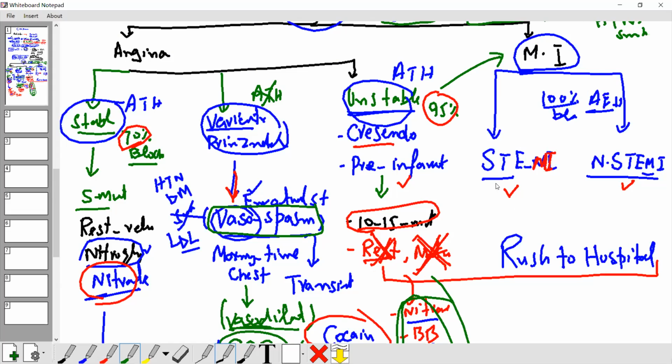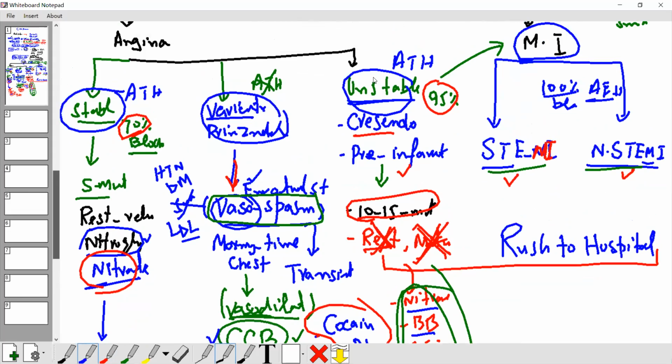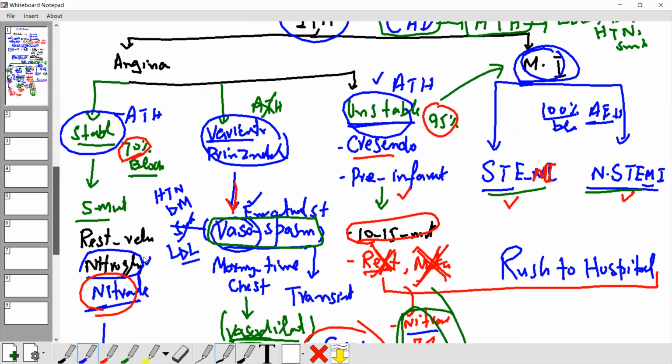Now in MI there are two categories, STEMI and non-STEMI. What do we need to do here, and what happens in MI? In MI cases, one thing must be kept in mind: unstable angina and MI, they are both in the patient. So what do I write here?